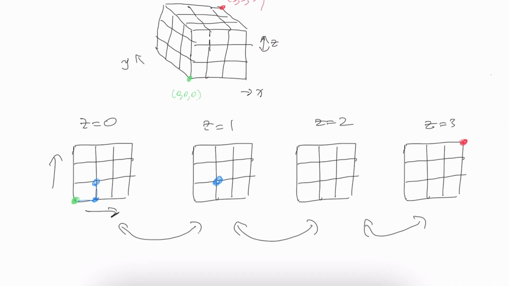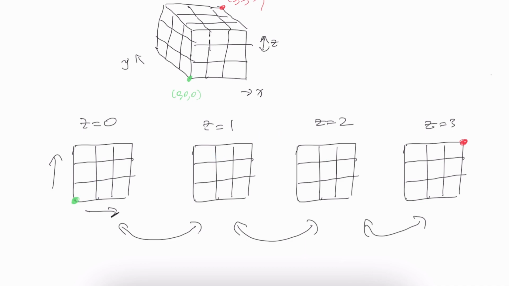Then let's say we move upwards from this position, and then increase z by 1 again, so we go to z equal to 2 at this position. But again, we can't decrease z to go back to this position.